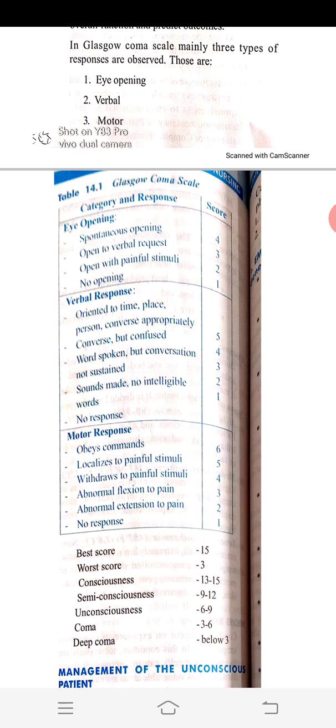Then come to the verbal response. In the verbal response, when you see that the patient is oriented to time, place, etc., and gives conversation appropriately, we ask the patient questions like what is the date today, and mention your family members. If the patient responds properly and answers your verbal questions, then you score 5 points. Here we assess the complete behavior of the patient.